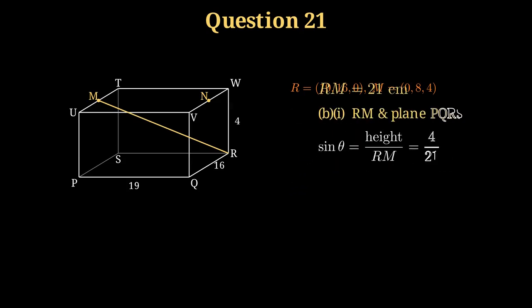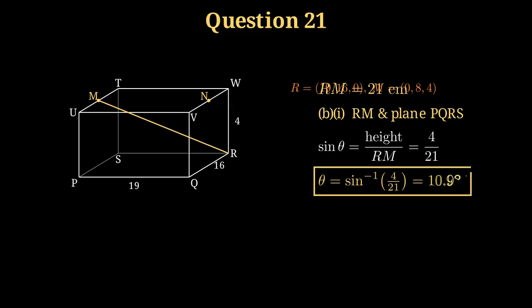Part B, 1. The angle between RM and the base plane PQRS. The base is horizontal, so this angle uses the vertical height. Sine of the angle equals the height, 4, divided by the length RM, 21. Take the inverse sine of 4 over 21, and the angle is 10.98 degrees to 2 decimal places.